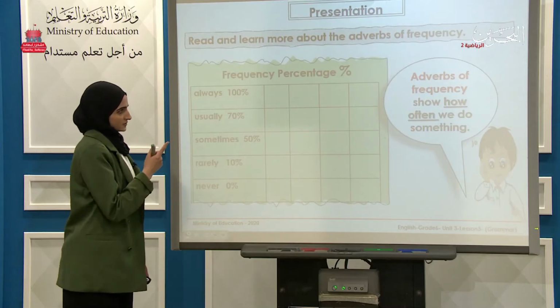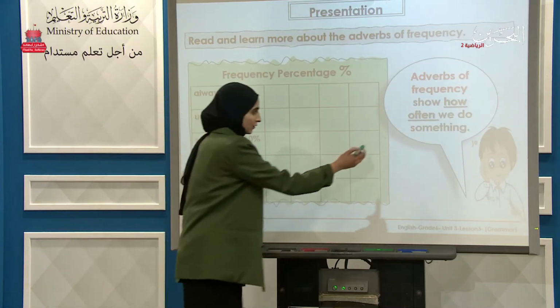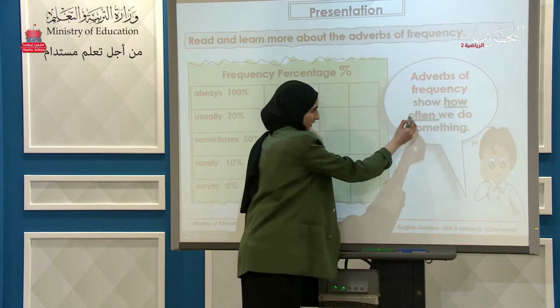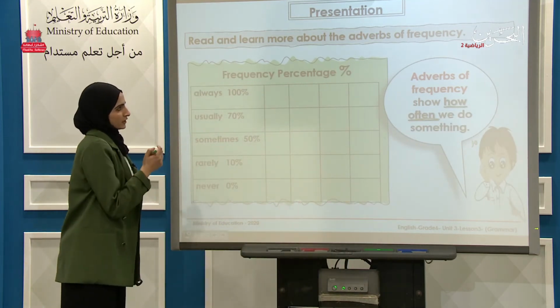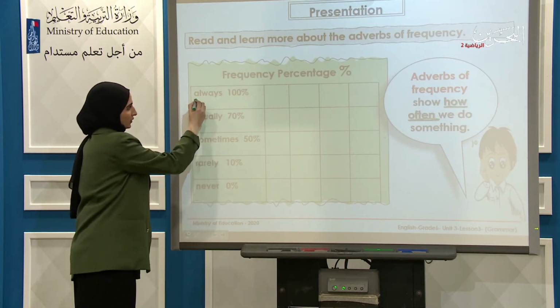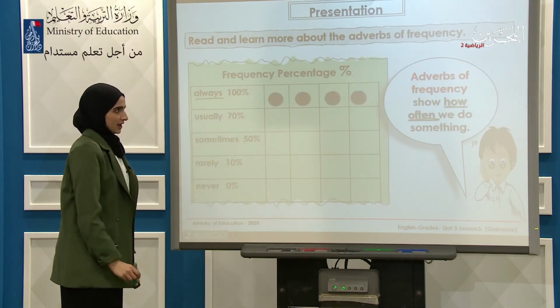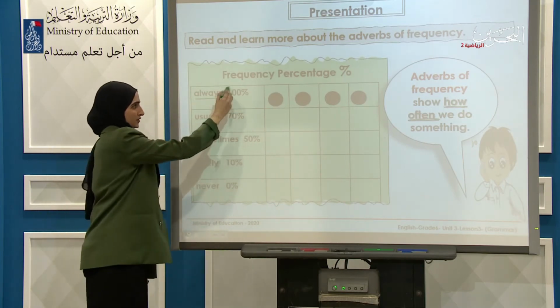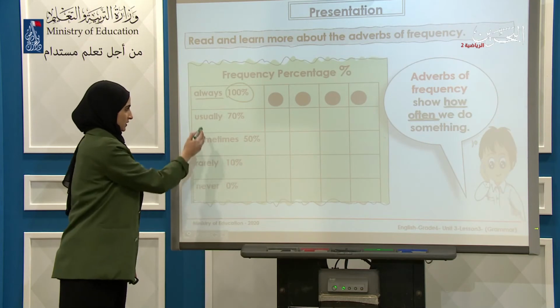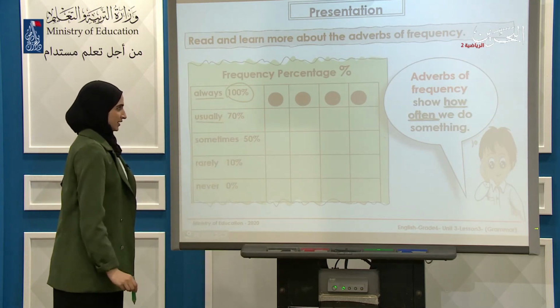Now read and learn more about the adverbs of frequency. So the adverbs of frequency show how often we do something. Let's look at this table. It will show you the frequency percentage. We will start with always. As you can see, the row is filled with the dots. It means 100%. The second word we have is usually.